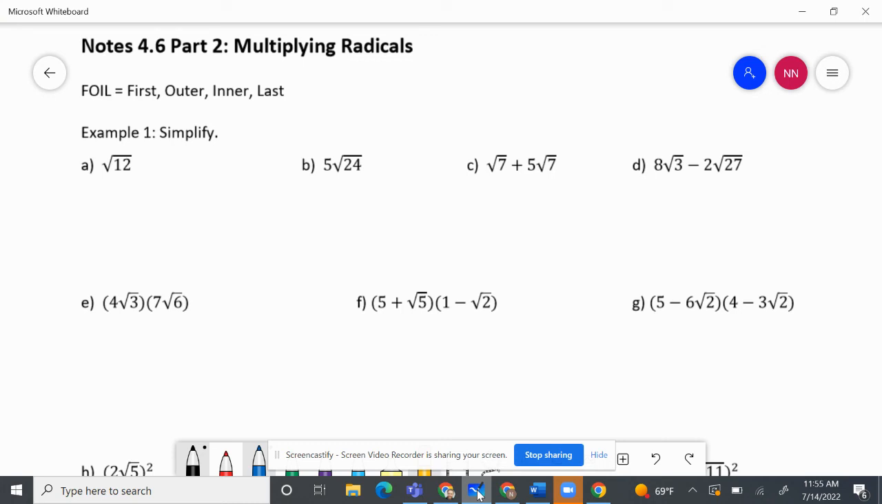What we're going to do is multiply radicals. Last time we were adding and subtracting. When we multiply, we're going to be using FOIL, which you remember is multiplying the first terms, the outer terms, the inner terms, and the last terms.